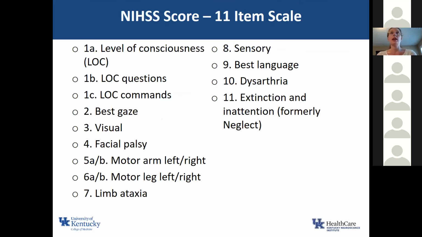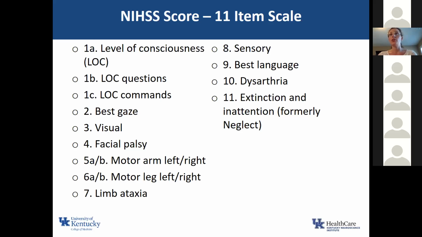So here is the NIH stroke scale score. It's an 11-item scale. It's a lot to do, but once you do it frequently enough, you can learn to get through it pretty quickly and assess the patient within a couple of minutes. So we want to assess the level of consciousness of the patient by their appearance, and then we quickly go through and ask 2 questions and ask them to follow 2 commands. Best gaze is just horizontal gaze, so you're just checking for horizontal gaze.